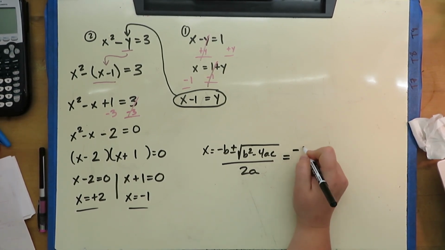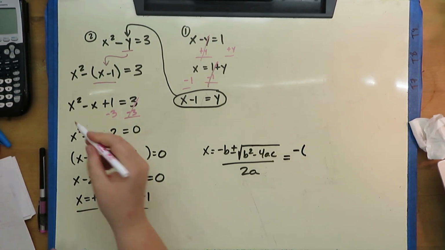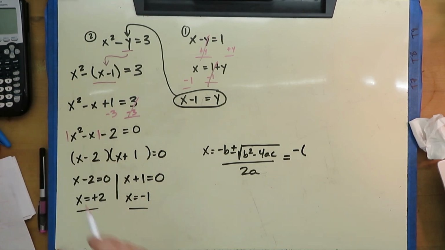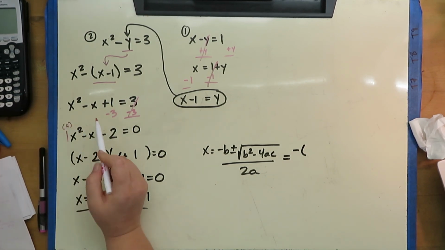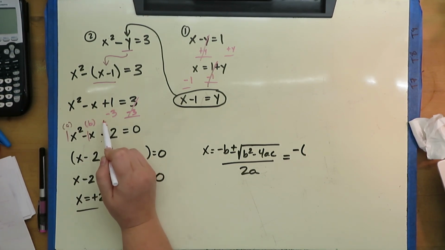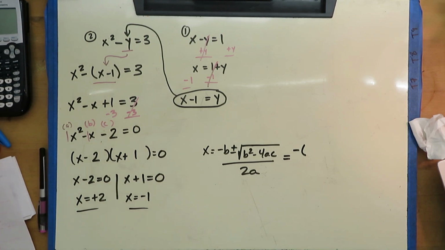So x is equal to negative b. Well, when I look at this equation, I'm going to have my a, b, and c terms. So a is going to be 1. That 1 should be over here. B is going to be a negative 1, and c is going to be a negative 2.